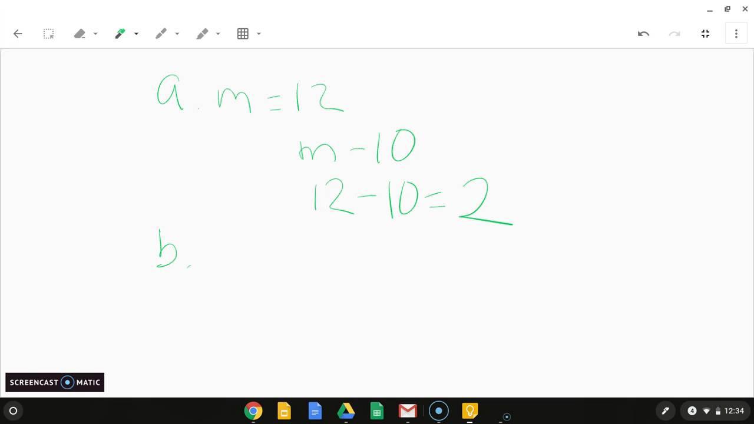I'm going to do B with you. B says evaluate A plus B. A equals 9 plus B, which is 15. So all we're going to do is add those. And if we remember our tricks with adding 10, we know that 15 plus 10 would be 25. So we just take 1 away and we get 24. That is all evaluating expressions is.